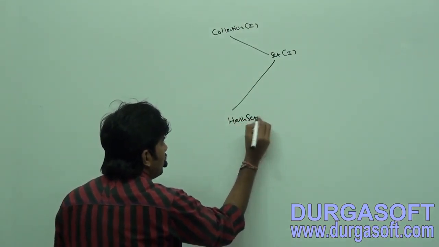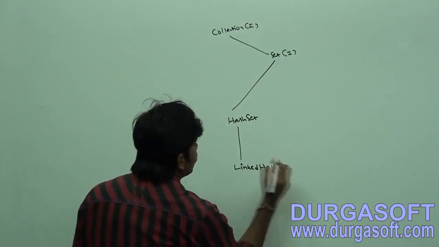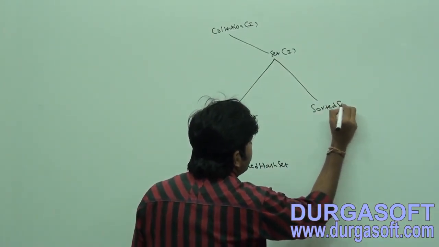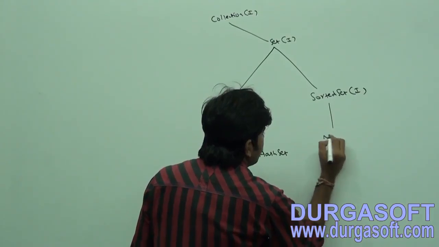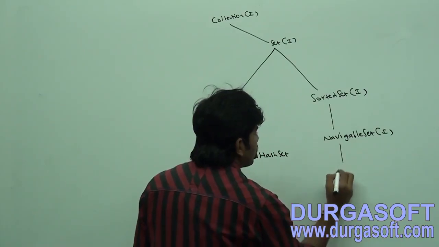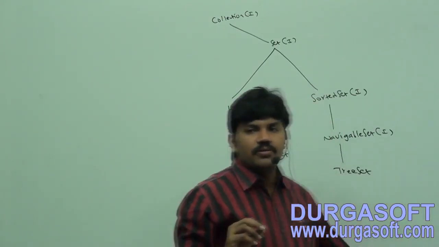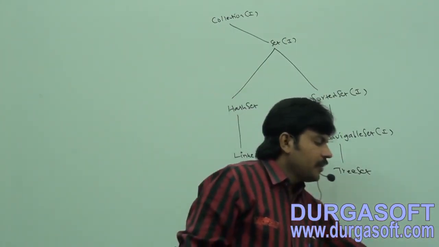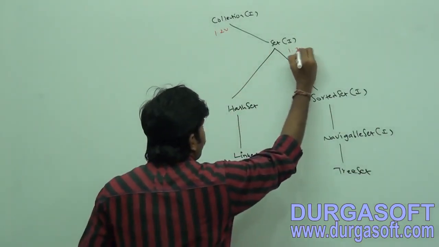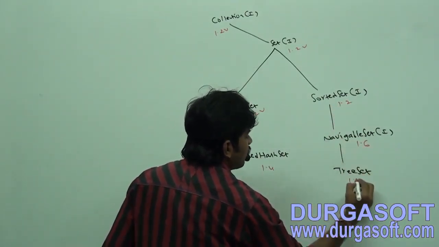Have you remembered what the various implementation classes of Set are? HashSet, LinkedHashSet, and then we should go for SortedSet. SortedSet is an interface. Next one, NavigableSet, and the implementation class for that is TreeSet. That's all. These are the things we have to discuss as part of the second module. In which versions these came is not required to explain: 1.2, 1.4, 1.6 versions.